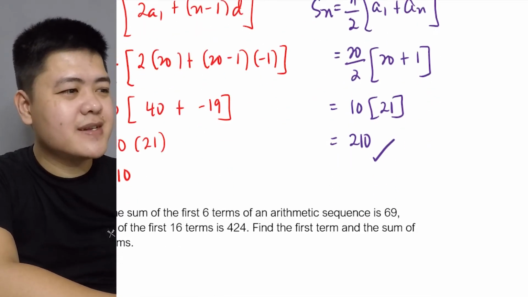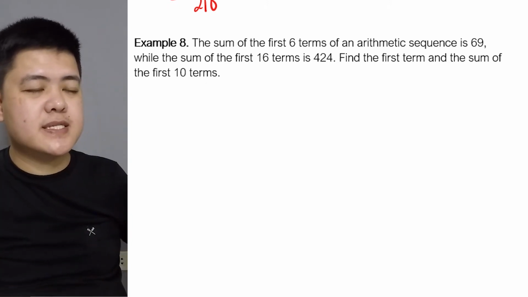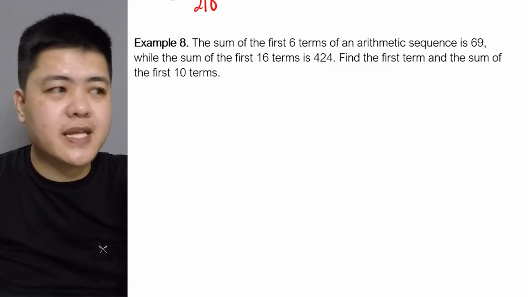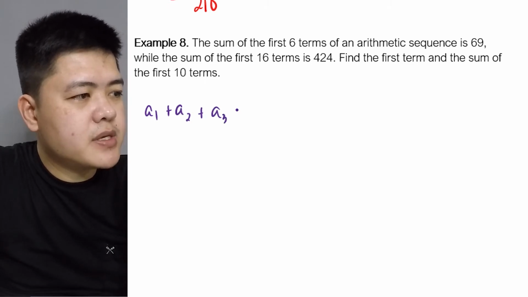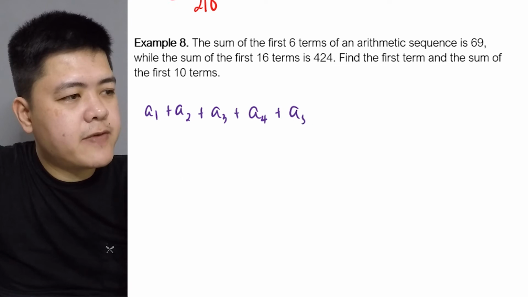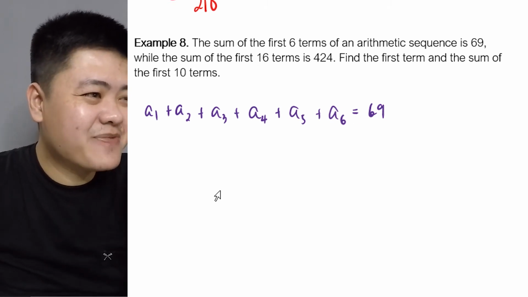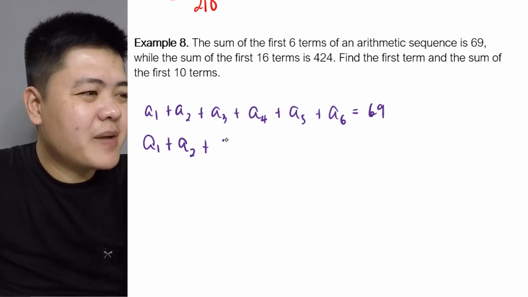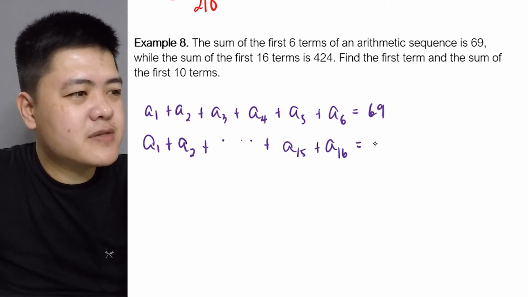Let's have the last one. The sum of the first 6 terms of an arithmetic sequence is 69. Challenge to. So that's a sub 1 plus a sub 2 plus a sub 3, a sub 4 plus a sub 5 plus a sub 6 equals 69. The sum of the first 16 terms is 424. So we'll have a sub 1, sulat lang natin, plus a sub 2 plus up to a sub 15 plus a sub 16 equals 424.